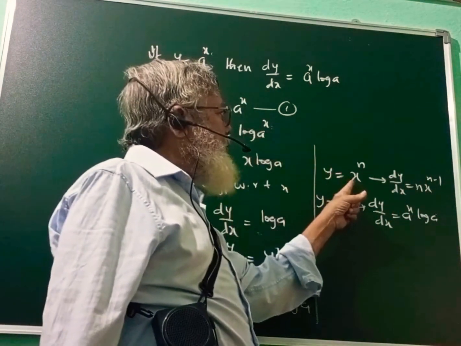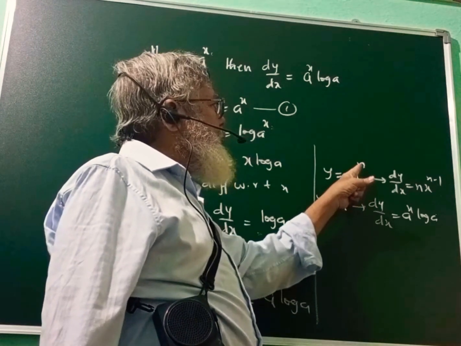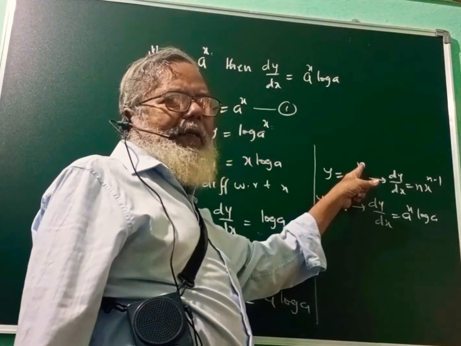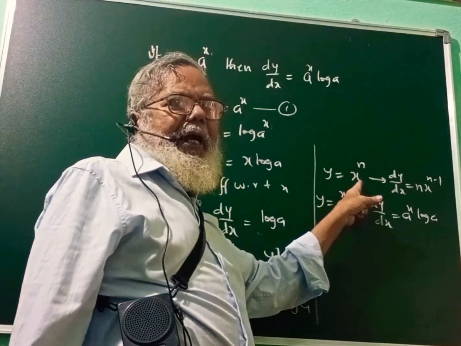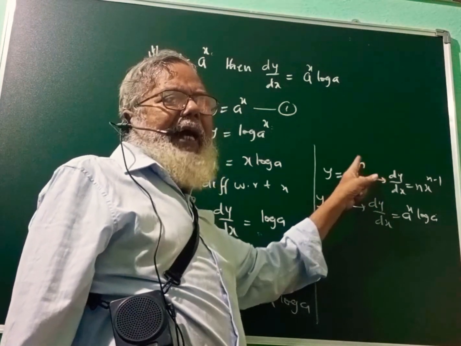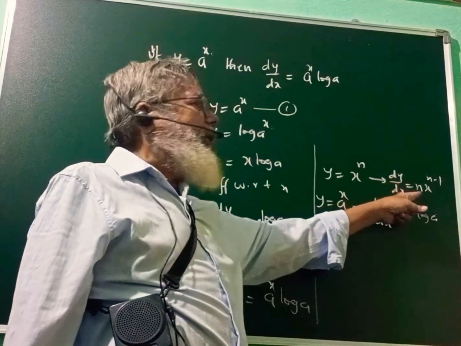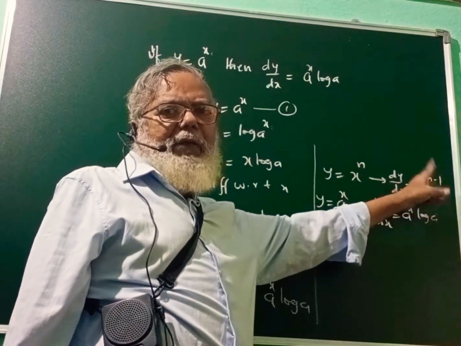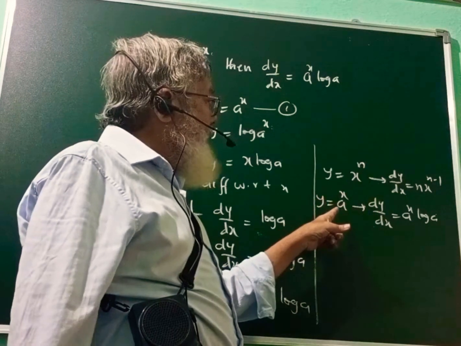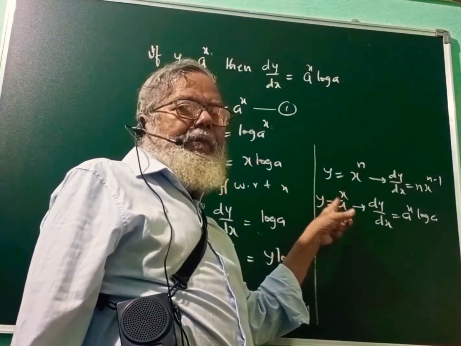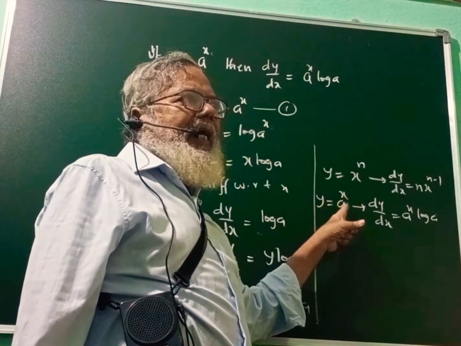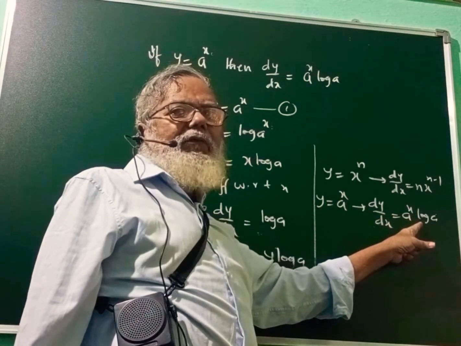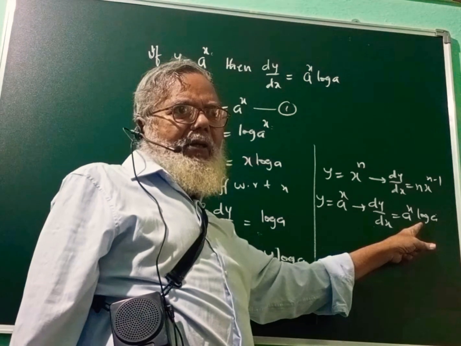In these two formulas, there are two numbers, one number raised to another number. In the first formula the base is variable and the power is a constant. At that time, the derivative will be like this: n into x raised to n minus 1. Now, opposite to that, the base is a constant and the power is a variable. At that time, dy by dx is given by a raised to x into log a.